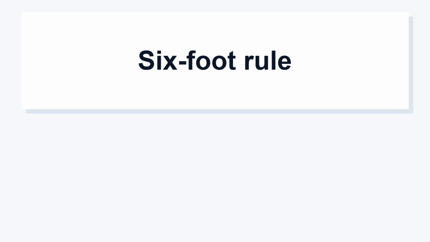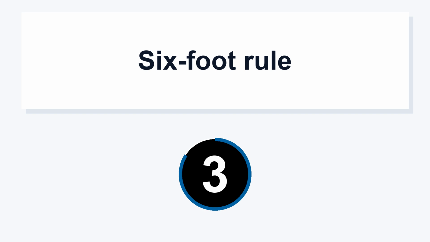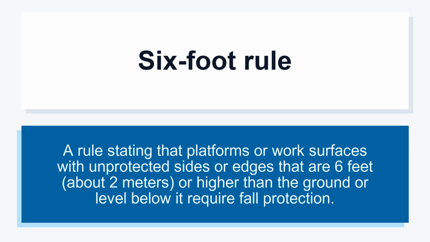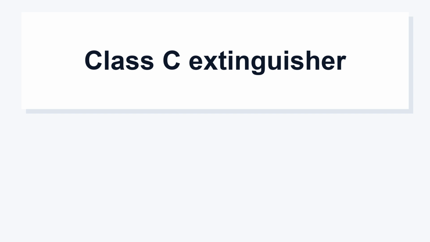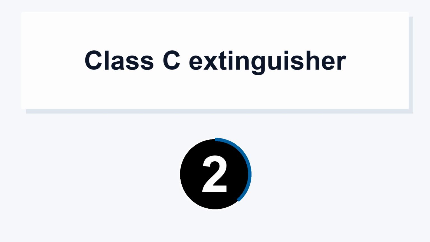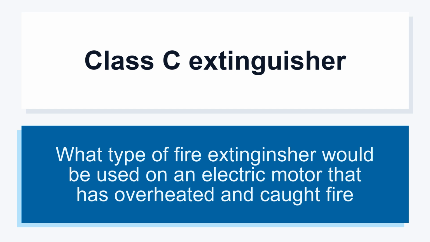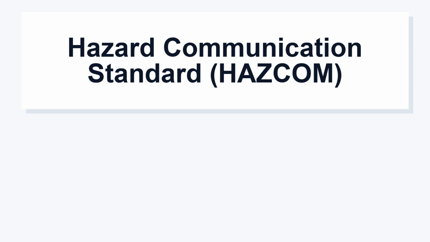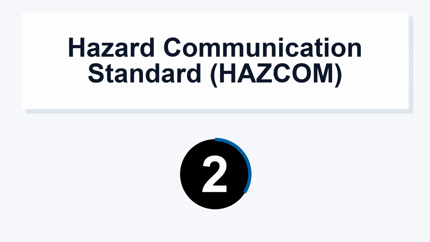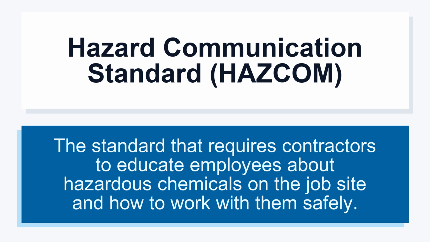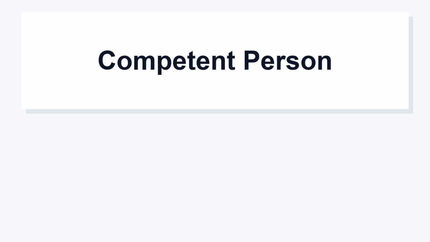6-foot rule. A rule stating that platforms or work surfaces with unprotected sides or edges that are 6 feet, about 2 meters, or higher than the ground or level below it require fall protection. Class C extinguisher. What type of fire extinguisher would be used on an electric motor that has overheated and caught fire? Hazard Communication Standard, HazCom. The standard that requires contractors to educate employees about hazardous chemicals on the job site and how to work with them safely.